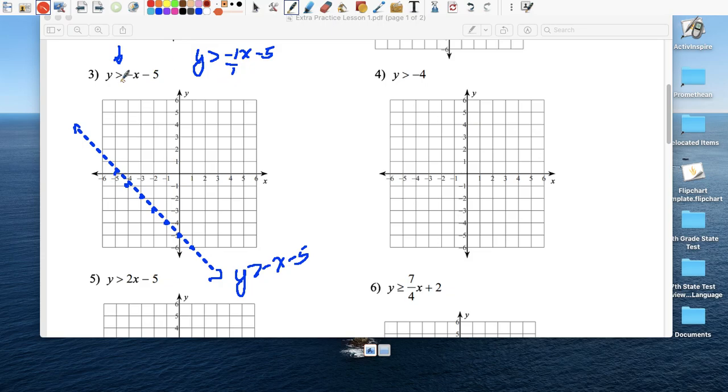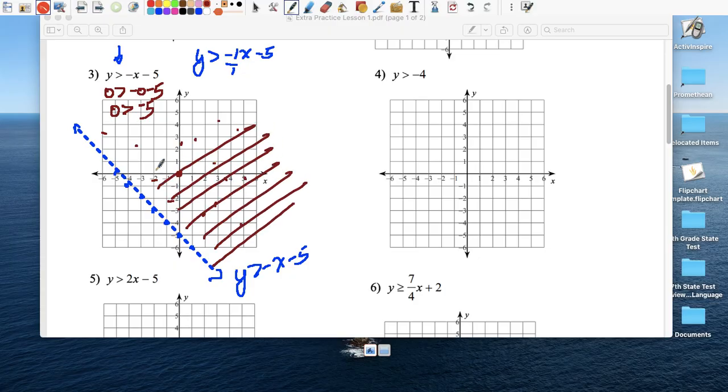Again, 0, 0. Let's replace y and x with 0. So we get 0 greater than negative 0 minus 5. And 0 is greater than negative 5. Is 0 greater than negative 5? Yes, it is. So that tells you that this point here satisfies this inequality. So that means that points above our line will also satisfy. So to represent that, we just go like this. Okay.